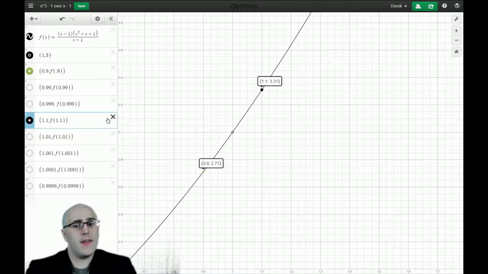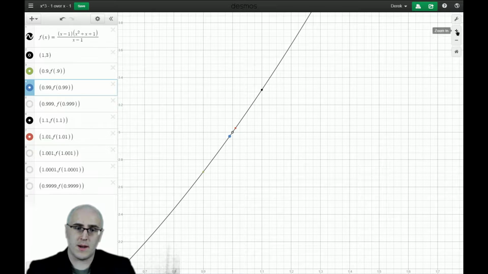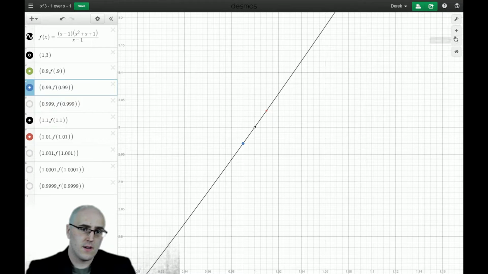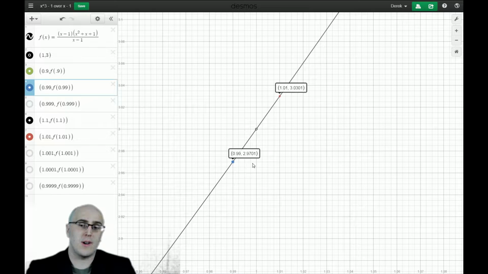And then I'm going to do something interesting. I'm going to put a point that's even closer: 0.99, which will be in here somewhere, and f of 0.99. Oh, that's even closer. Let me turn these off. And 1.01 and f of 1.01. You can't even see that because it's closer. I'm going to zoom in so we get more space between these two points. So that's 1.01 and f of 1.01, and 0.99 and f of 0.99.